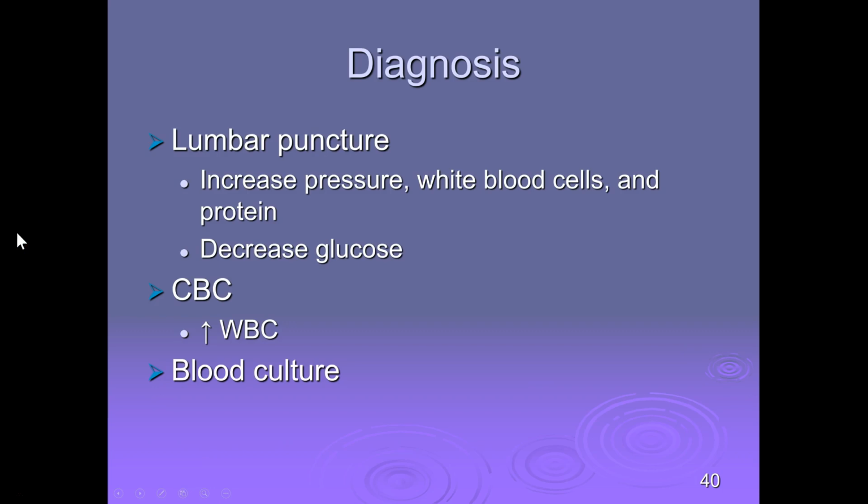So, diagnosis for meningitis, you're going to do that LP, which is going to show increased pressure. Excuse me, I'm a little tired. There will be white blood cells present, which is pretty much the key diagnostic test, and protein, and there's going to be decreased glucose in the lumbar puncture fluid. If there's an increase in the white blood cells in the CBC, that means it's bacterial, and blood cultures will determine the organism.